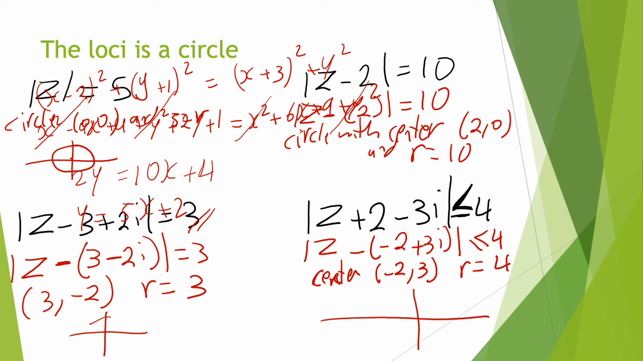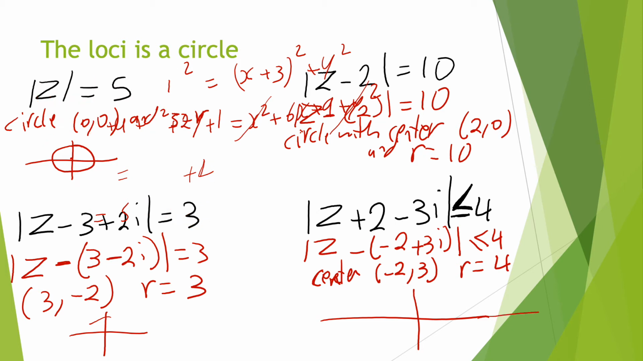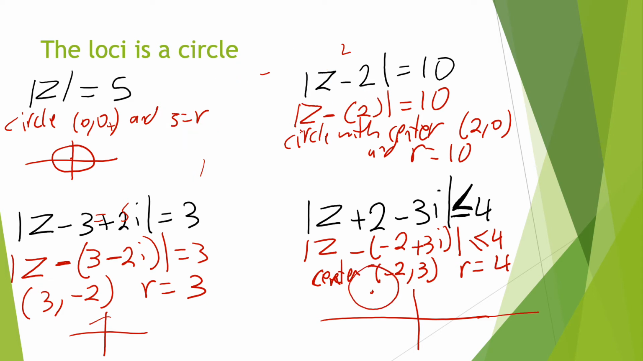So for example, first we draw the circle with center -2, 3. We go 4 by 4, and then the loci is shading inside the circle and including the circumference of the circle. If it is greater than, it means shading outside the circle. If it's equal, it means you only want the circumference.